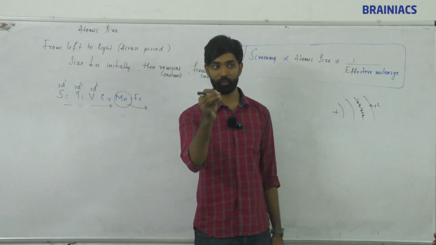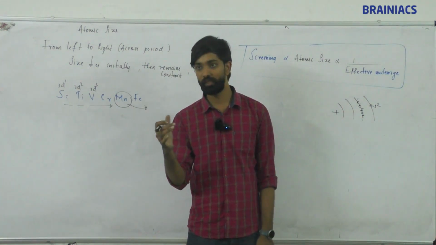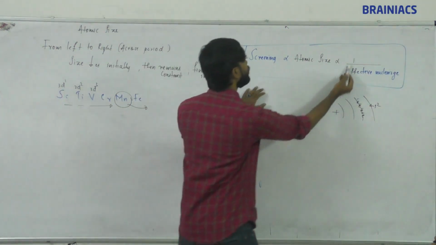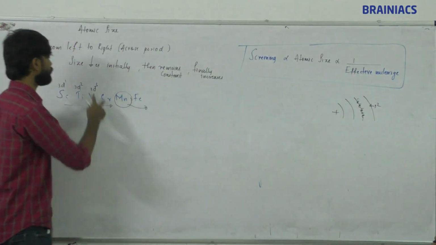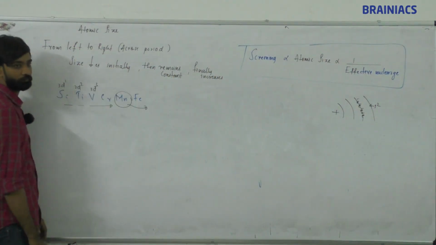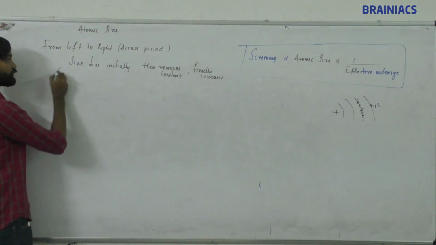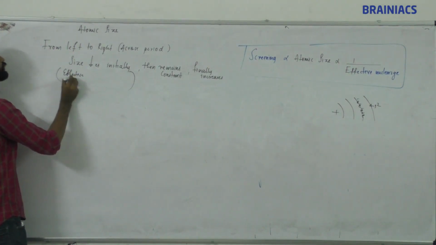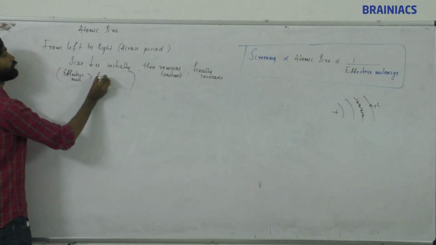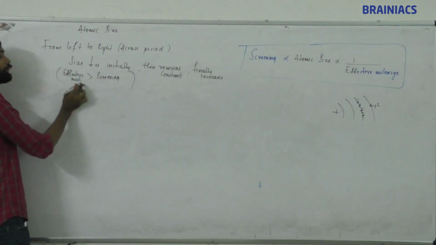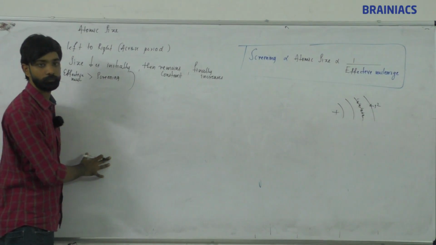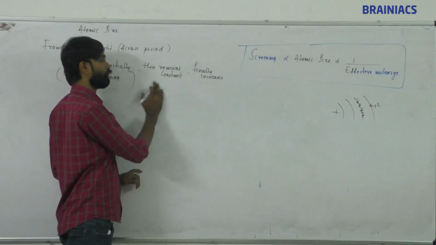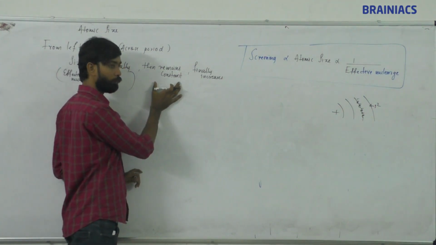So initially the number of inner electrons is comparatively low, so nuclear charge is increasing and effective nuclear charge dominates. Nuclear charge dominating means size decreasing. That's why initially the size decreases. The reason is that effective nuclear charge is greater than what? Screening.